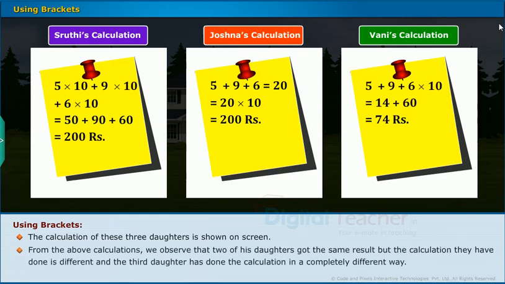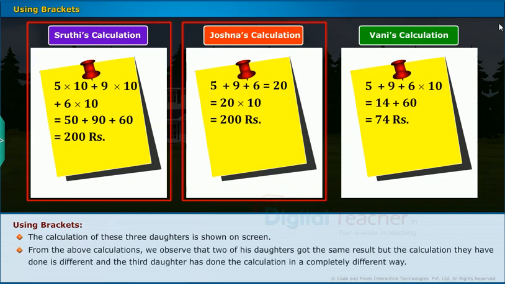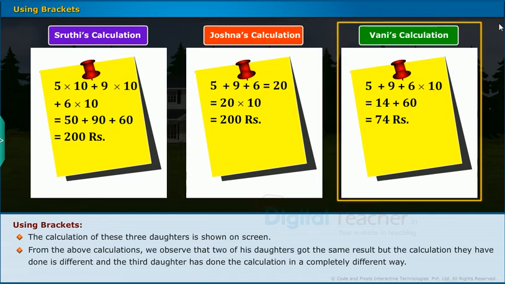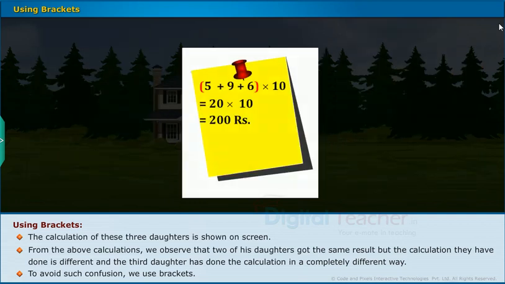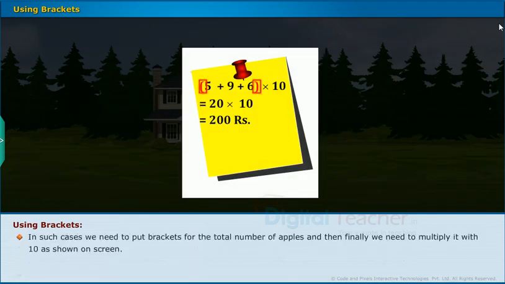From the above calculations, we observe that 2 of his daughters got the same result, but the calculation they have done is different and the 3rd daughter has done the calculation in a completely different way. To avoid such confusion, we use brackets. In such cases, we need to put brackets for the total number of apples and then finally, we need to multiply it with 10 as shown on screen.